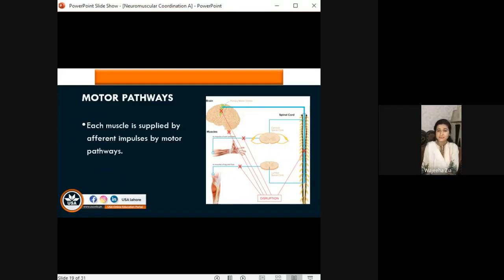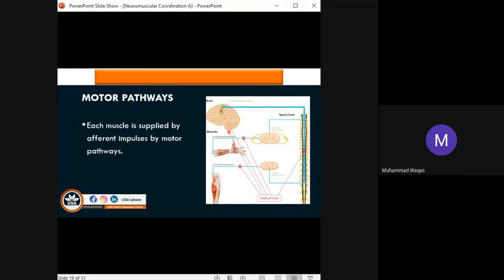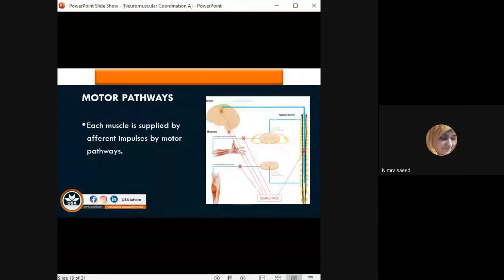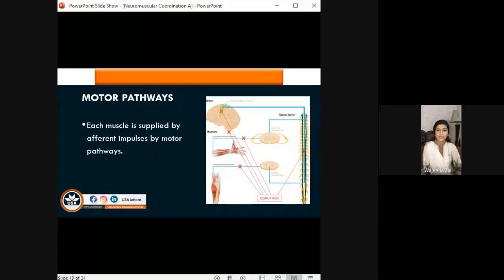Nerve supply. What is the nerve supply of the triceps? Yes, ma'am. The radial nerve. Yes, the radial nerve is the nerve supply of the triceps.